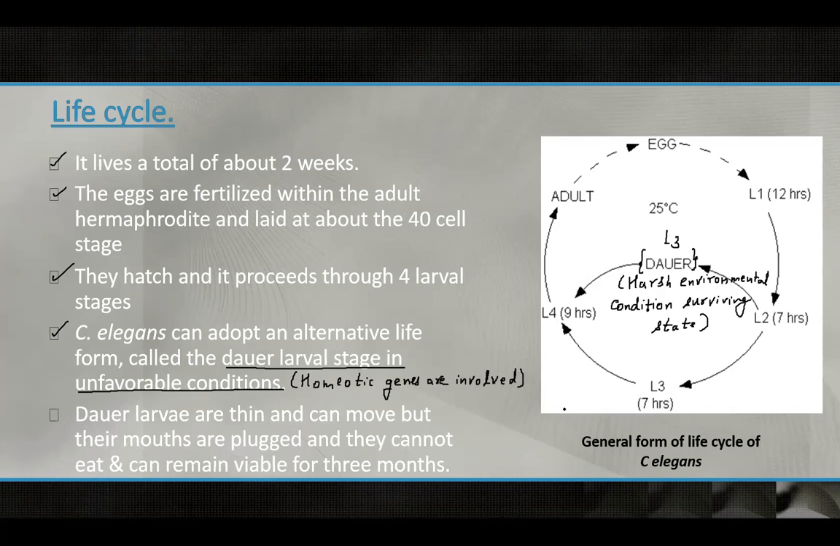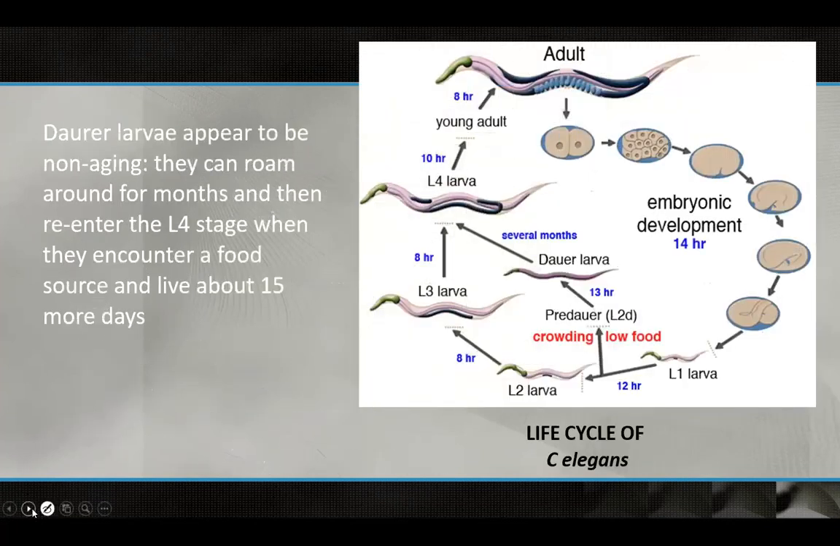It is only because of the dauer formation that Caenorhabditis elegans can be stored in liquid nitrogen for a very long period of time. Dauer larvae are thin and can move out, but their mouths are plugged and they cannot eat. They can remain viable for 3 months and under certain conditions for years. Dauer larva appears to be non-aging.